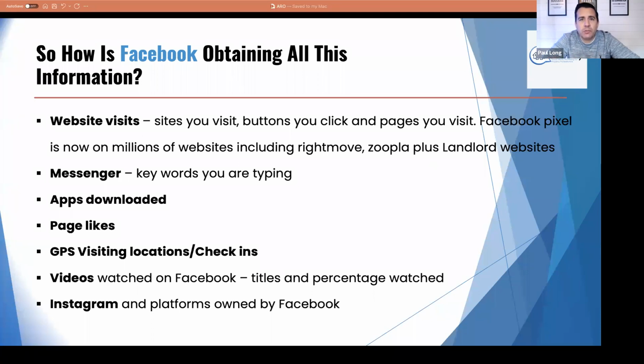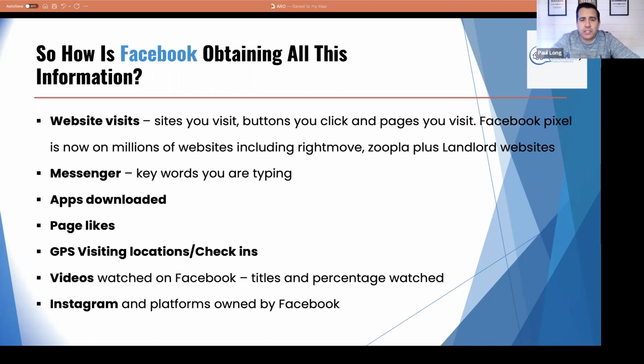So if you type into Messenger, "I'm viewing a property to rent in Manchester at the weekend," Facebook's machine learning is putting out those keywords. Think of all those messages flying around. Apps you're downloading, it's looking at what you're downloading. Pages you like, GPS, where you're visiting, where you're checking in. Facebook knows where you're going and what you're doing.